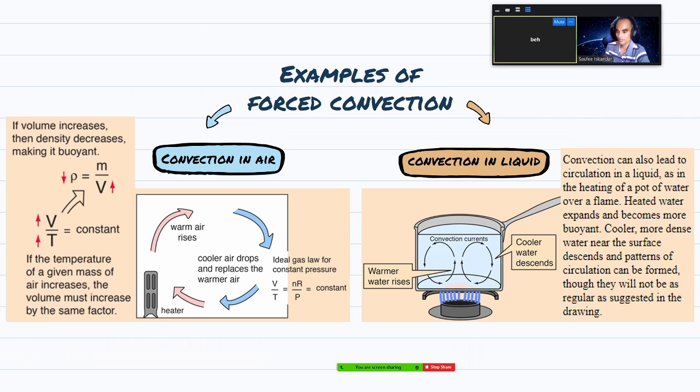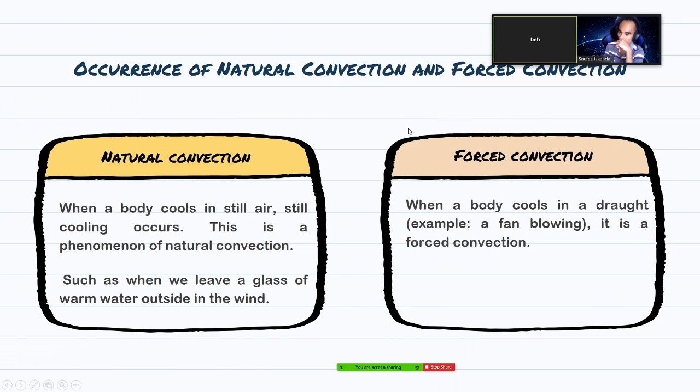Okay, next. So next is the occurrence of natural convection and forced convection. In natural convection, when a body cools in still air, cooling occurs. This is a phenomenon of natural convection, such as when we leave a glass of warm water outside. Next one is forced convection. When a body cools in a draught, for example a fan blowing, it is forced convection.